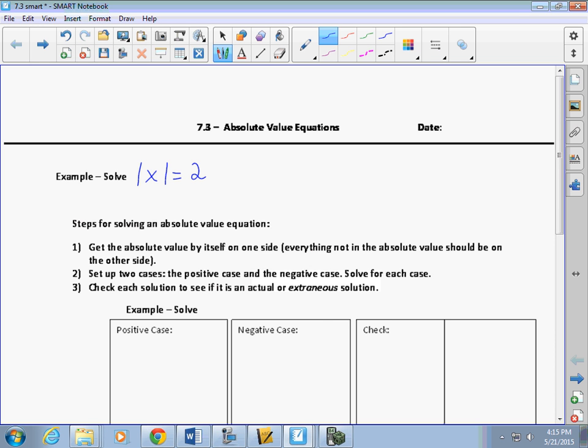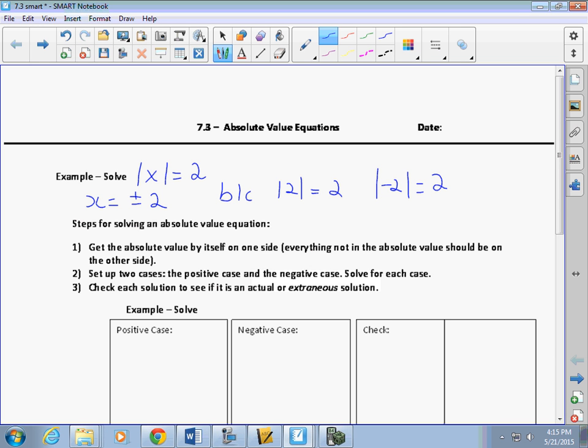Because remember, absolute value is measuring a distance. How far is something from 0? So to be 2 from 0, you could be 2 to the negative, or you could be 2 to the positive. So x could be positive or negative 2. That's because the absolute value of positive 2 is 2, and the absolute value of negative 2 is 2.